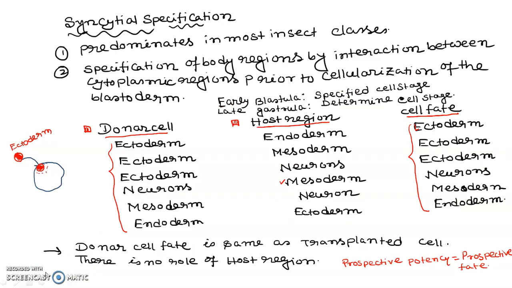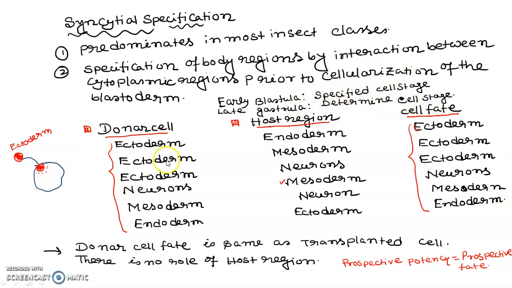Now, syncytial specification predominates in most insect classes. It is specification of the body region by interaction between cytoplasmic regions prior to cellularization of the blastoderm. Syncytial specification predominates in most insect groups, where we see the multinucleated condition. Now we can see an experiment: early blastula stage is the specified cell stage, and late gastrula stage is the determined cell stage.